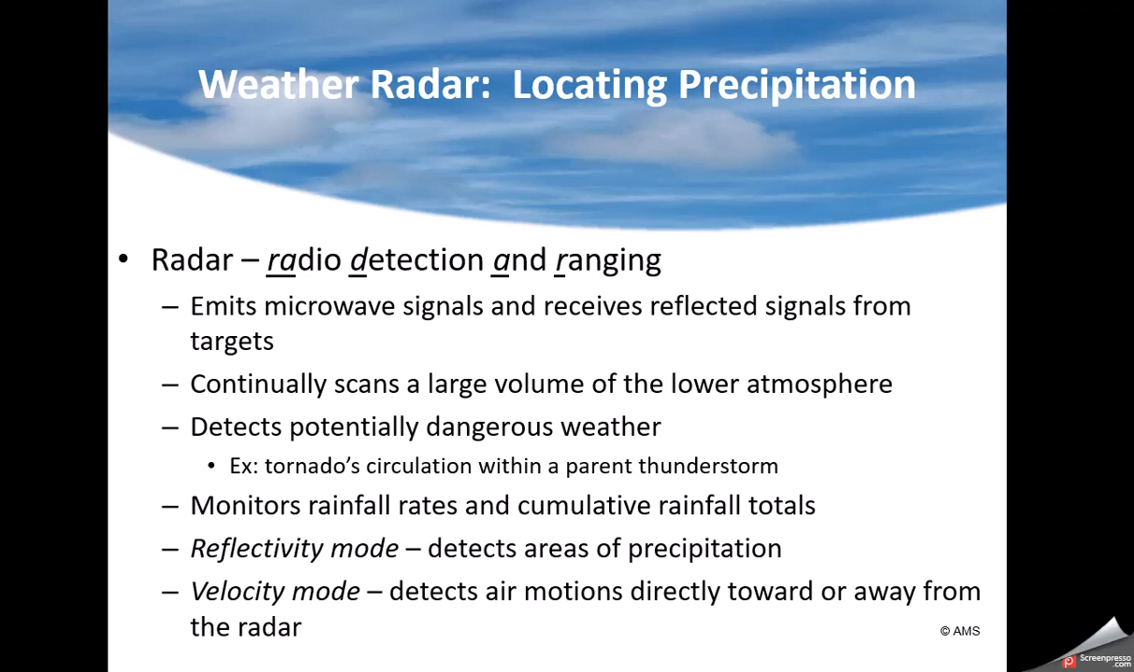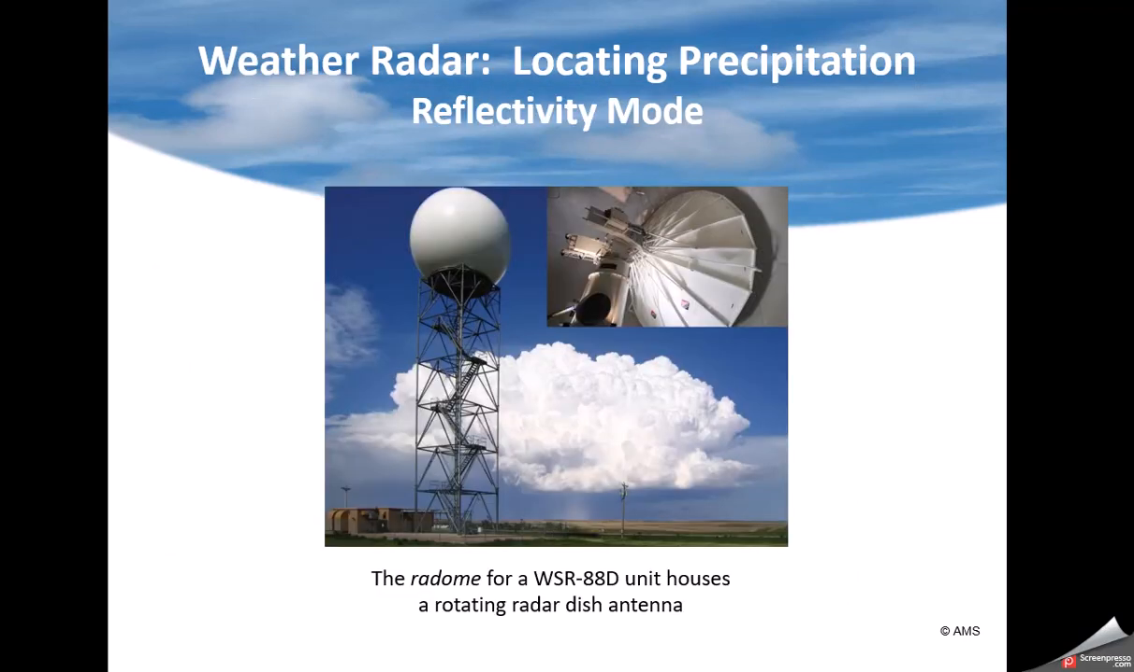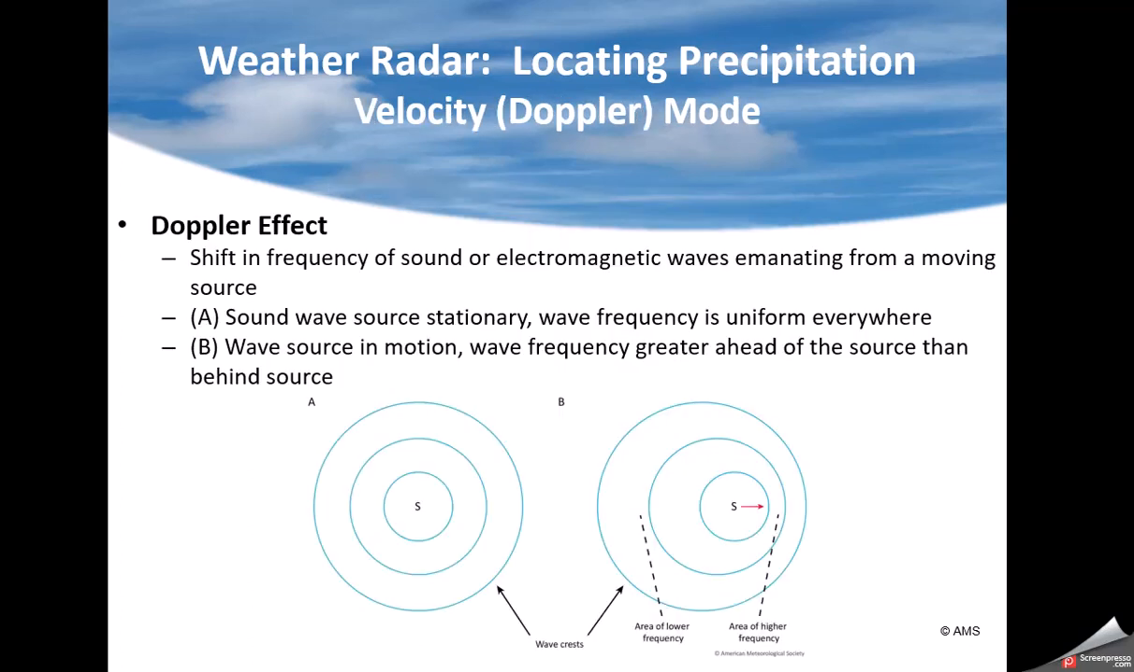All right, I've already gone through radar, different modes of it. Reflectivity mode is basically looking at the echoes. Velocity mode is I can detect air motions with it. Just like if I hear a train going by, it changes the way it sounds. Well, the same thing happens with radar, radio waves. And here are the radomes that you see. And there's that Doppler effect again.